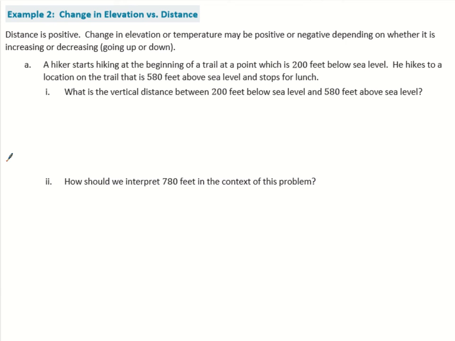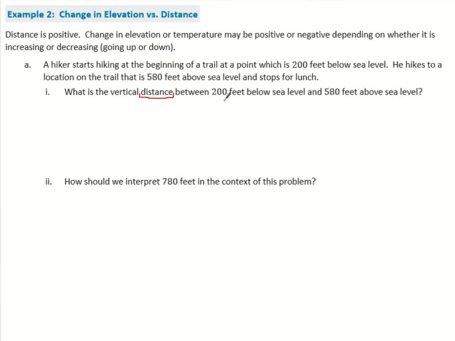We start with a hiker who's going to start hiking at the beginning of a trail at a point which is 200 feet below sea level. And he's going to hike to a location on the trail that is 580 feet above sea level, and he's going to stop for lunch. It's asking us what's the vertical distance between 200 feet below sea level and 580 feet above sea level.